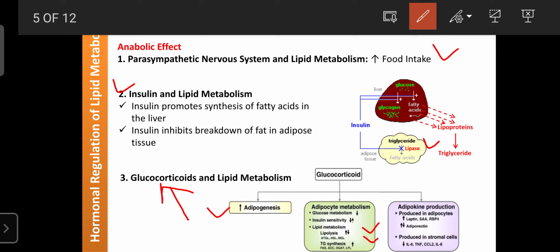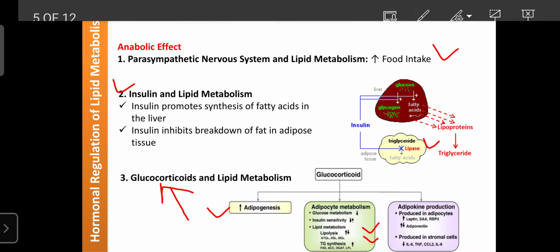If it is a smaller quantity and shorter duration, then it can cause lipolysis. If it is a longer duration, it can enhance the deposition of fat. So these three hormones always show an anabolic effect, enhancing the synthesis of lipids. That's why they are involved in the regulation of lipid metabolism.